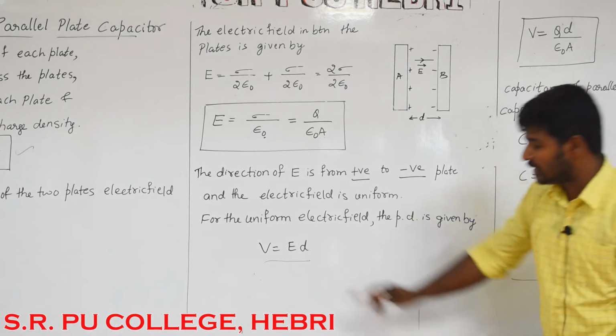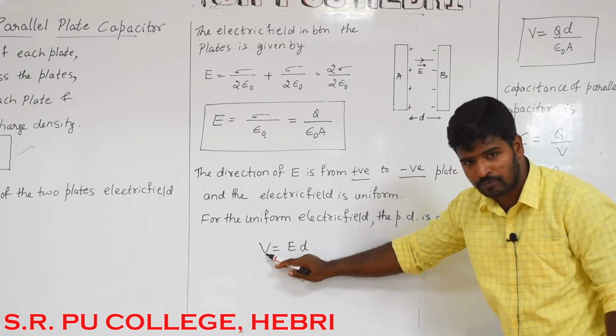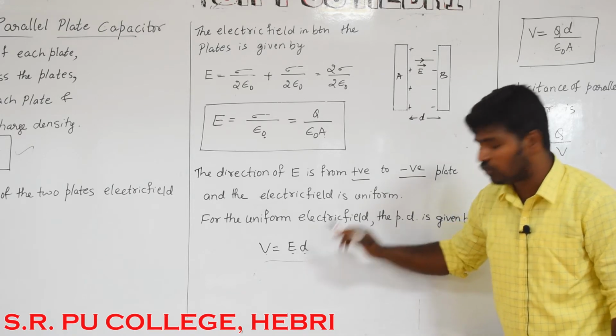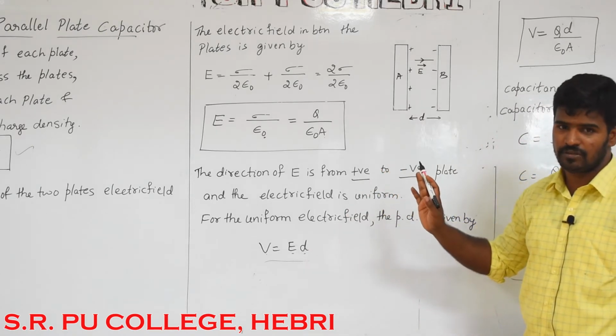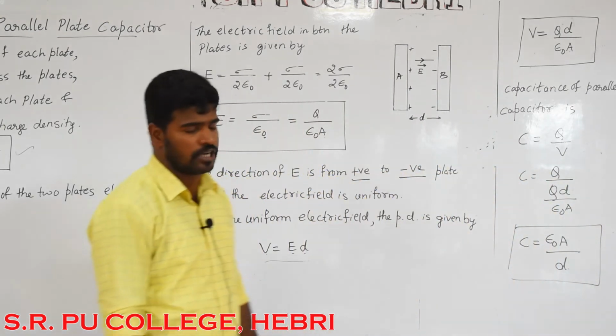That term is V is equal to E times D, where V is the potential difference between the plates or the conductors, E is the electric field, and D is the distance between the plates. We will study this same expression in the next chapter.